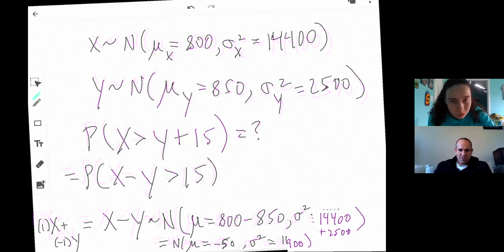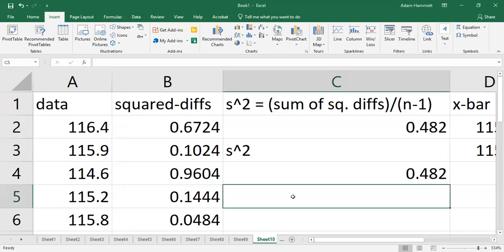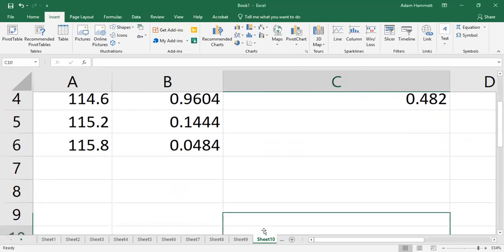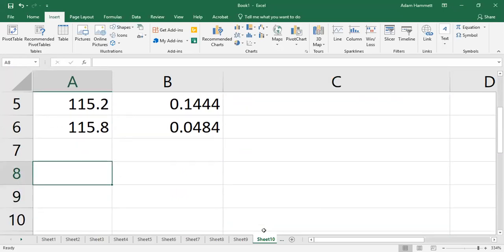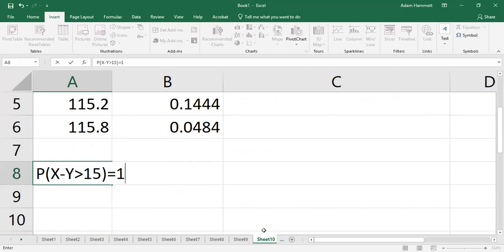So let me see. I'll share. Now I can either go to Excel. In fact, I would sort of have to go to Excel. Can you see this? Yes. So the probability that X minus Y is greater than 15? Is that right? Well, first of all, it's probably easier to do 1 minus the probability that X minus Y is less than 15 because we're going to use the cumulative, right?